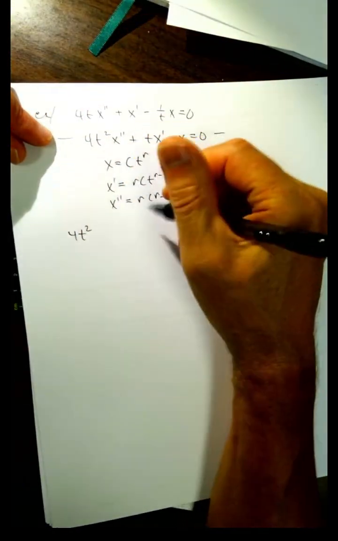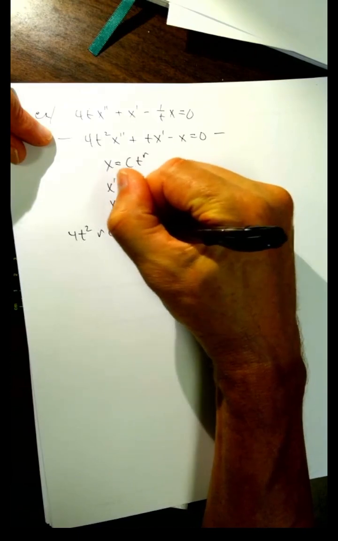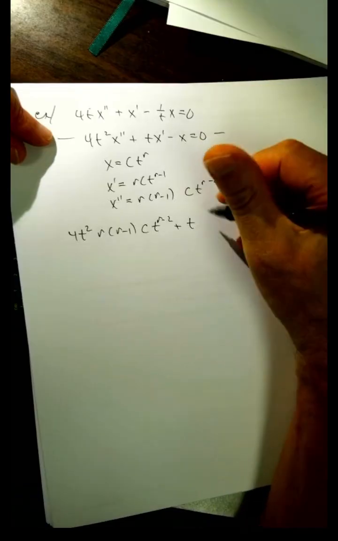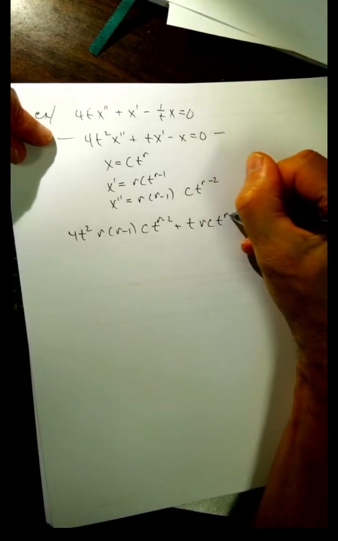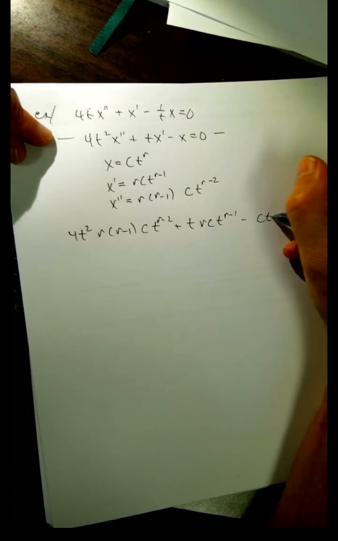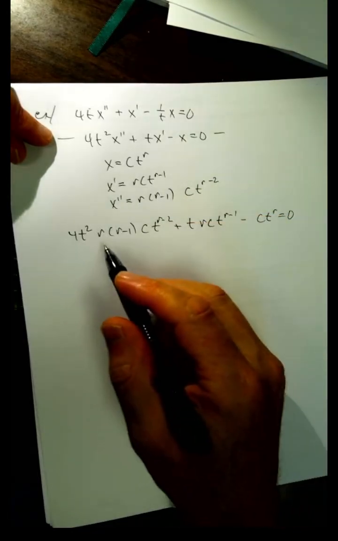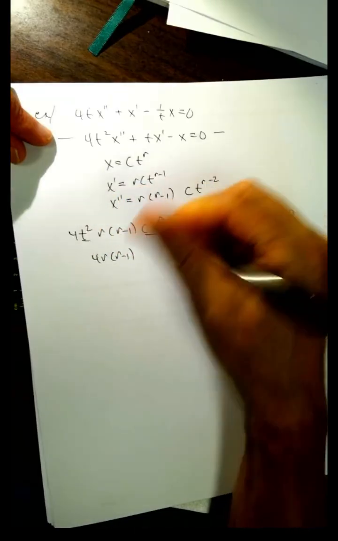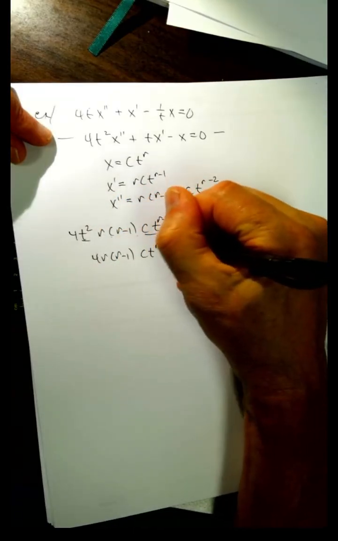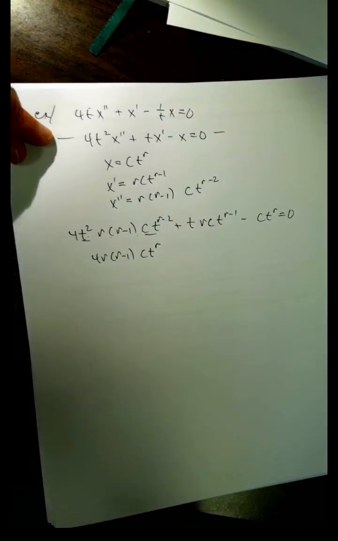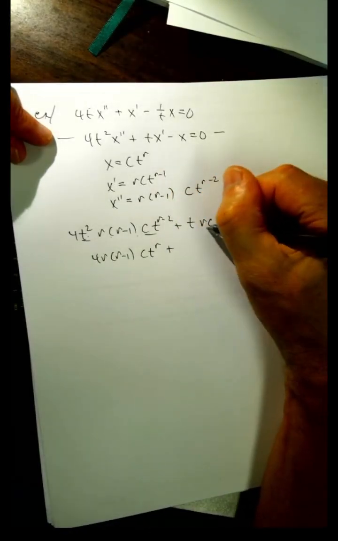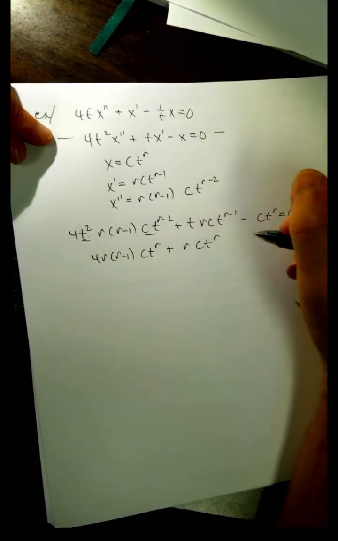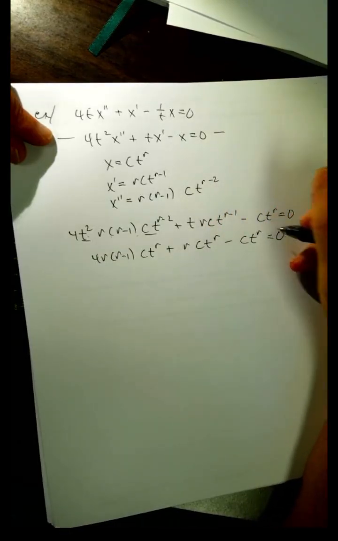So I get 4t squared times x double prime. That's r times r minus 1 ct to the r minus 2, plus t times x prime. That's r c times t to the r minus 1, minus x, and that's ct to the r, is 0. Collect my like terms, so I get 4r r minus 1 times ct to the r, because t squared times t to the r minus 2 is t to the r. Here I'm going to get r ct, t times t to the r minus 1 is t to the r. And I leave the last term alone.